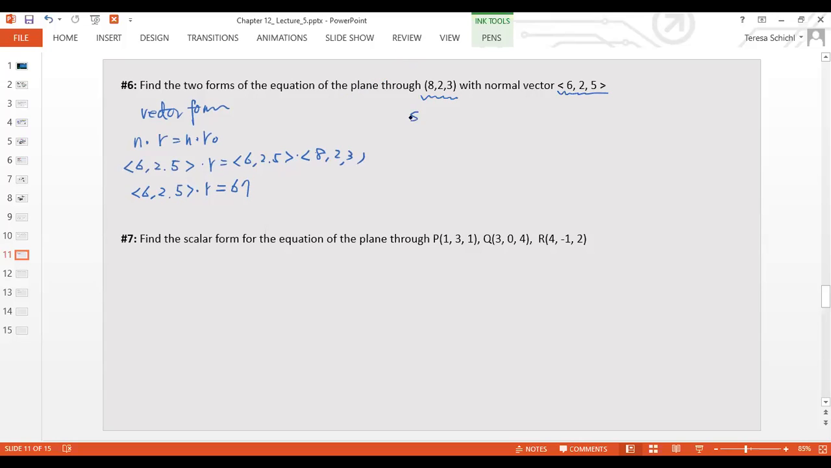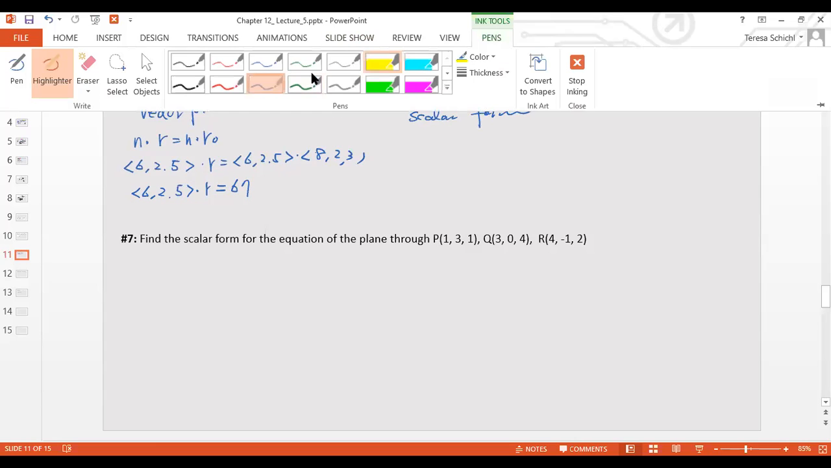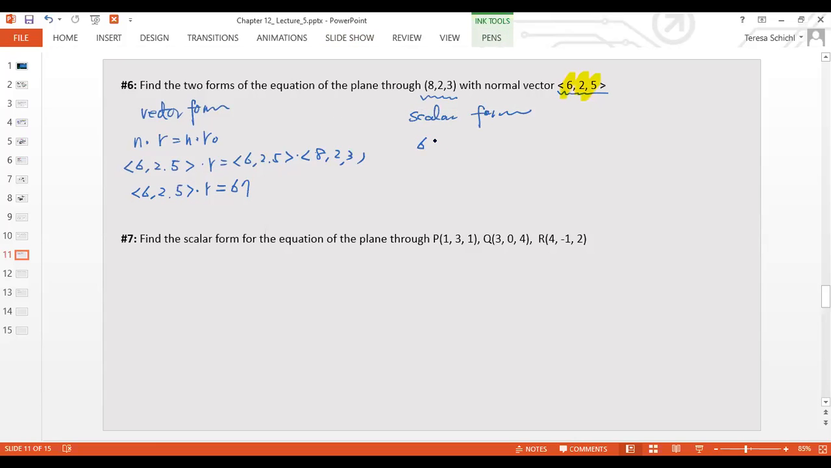Then what is the scalar form? The scalar form is where you use your normal vector as the constants. So it will be 6 times (x minus 8), and then plus 2 times (y minus 2), plus 5 times (z minus 3), equal to what?